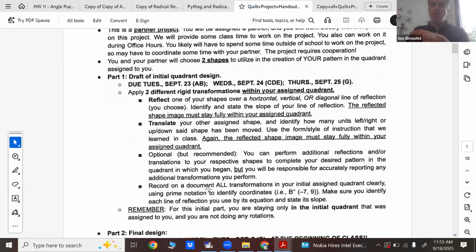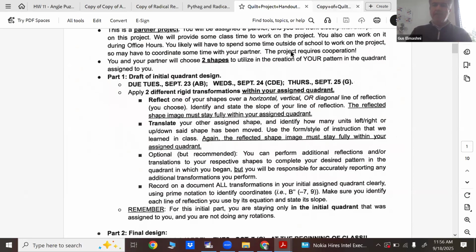Then what we're going to do is the following. Sabian, can you read the next part? Identify and state the slope of the line of reflection. The reflected image must stay fully within the assigned quadrants.